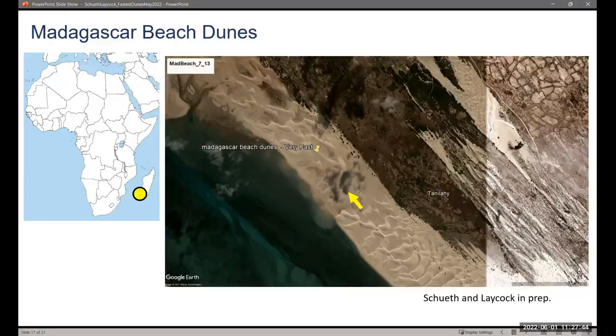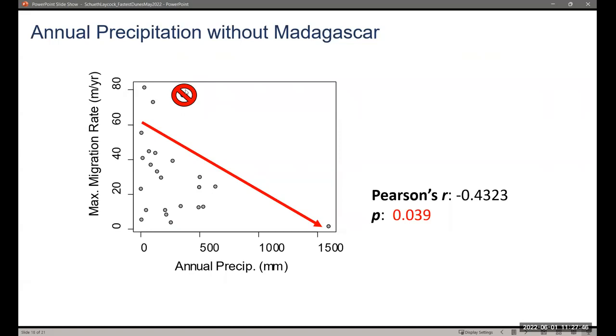And if that's the case, we can actually go back to this plot and remove that outlier, because it could be a true outlier in the sense that it's not telling us what the system is actually like. And if we do that, our correlation becomes stronger and statistically significant. In this case, what it's telling us then is that the more rain you have, the slower dunes move. Even in the case of a very fast moving dune system, the seasonal rains probably slow that dune system down.